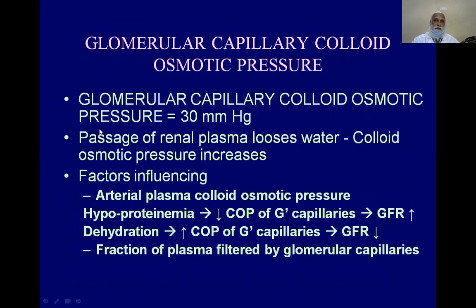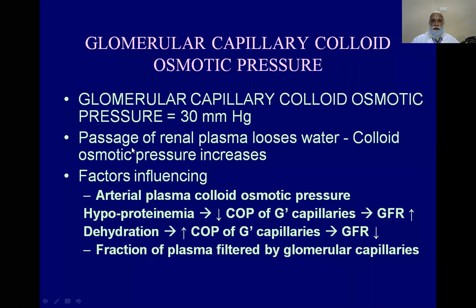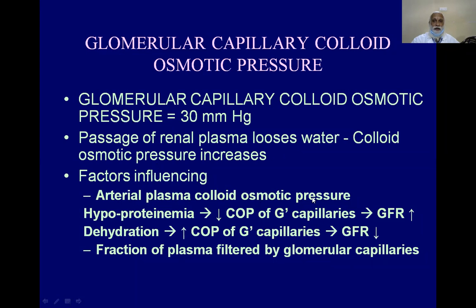Then come to the osmotic pressure. Colloid osmotic pressure, or you can also call it oncotic pressure. How much is that? The proteins in the capillary blood will produce as much as 30 millimeters of mercury pressure. Now, if the renal plasma loses water while passing through, then colloid osmotic pressure increases. So that's one thing. The factors influencing arterial plasma colloid osmotic pressure, this is one thing we have already.